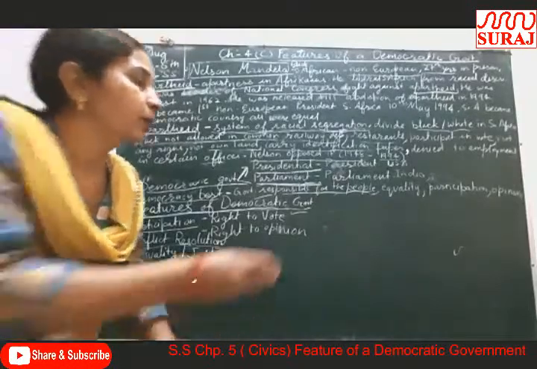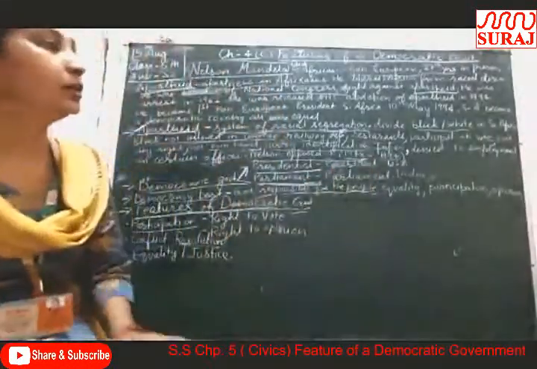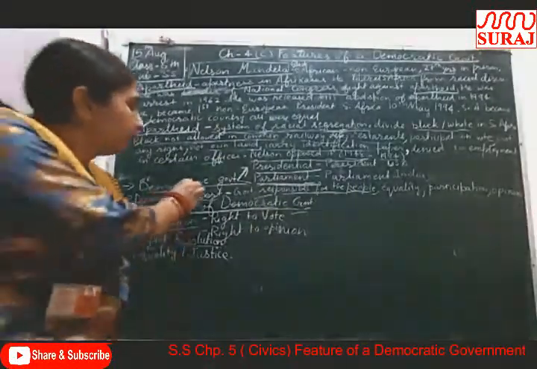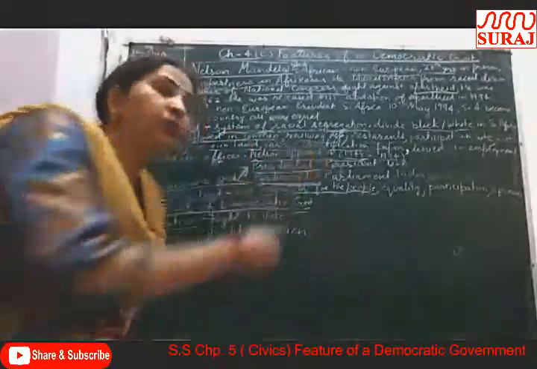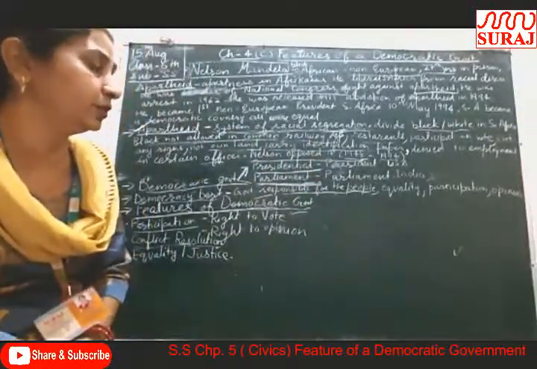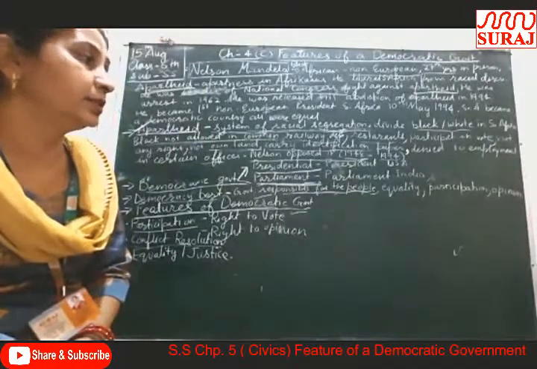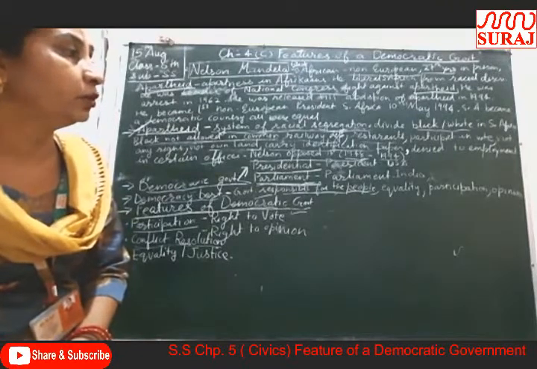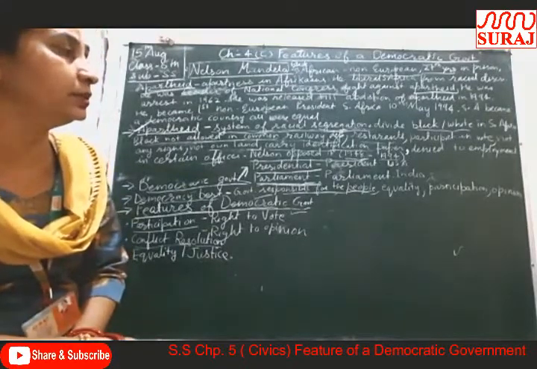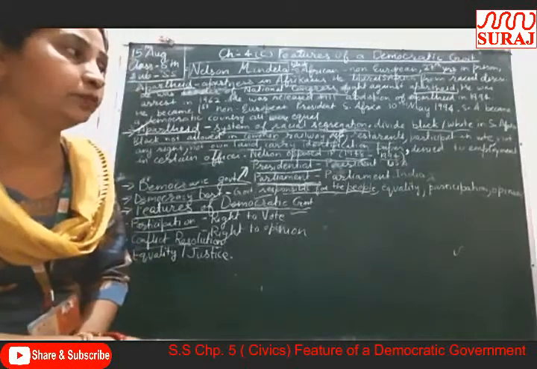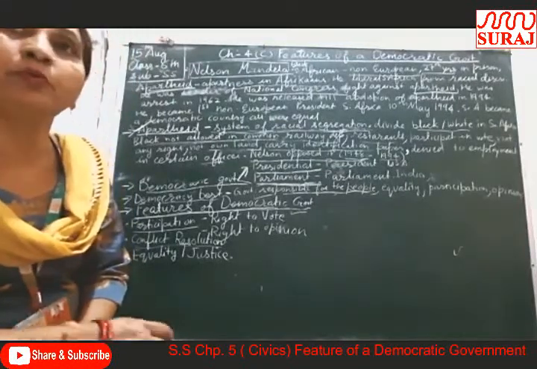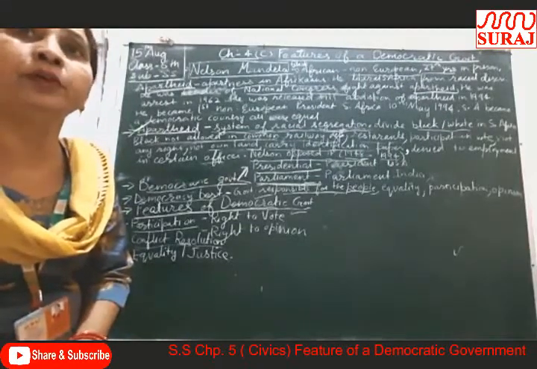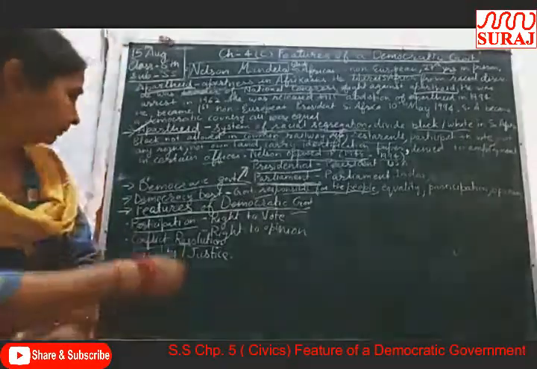Nelson Mandela opposed it from 1948 to 1994, which is nearly 27 years. Democratic government is of two types: presidential democracy and parliamentary democracy. In parliamentary democracy, the prime minister is the head of the government, and in presidential democracy, the president is the head of the government. The presidential form of government is found in the USA, and India has the parliamentary form of democracy.